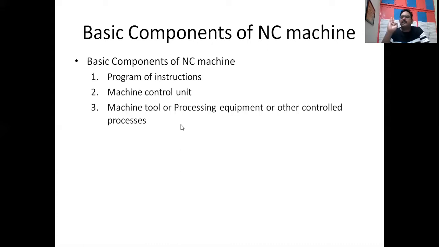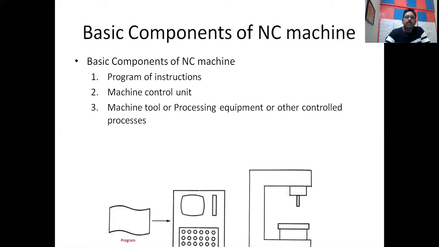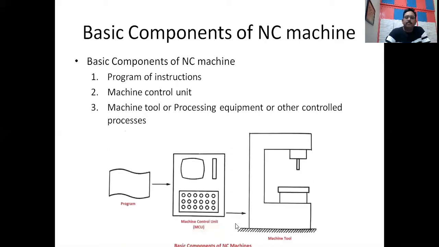So basically, three important components of a machine tool: program of instructions, machine control unit, and machine tool. So this is what we have. These are the basic components. This is a program, that is program of instructions.